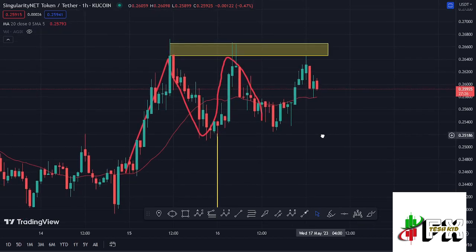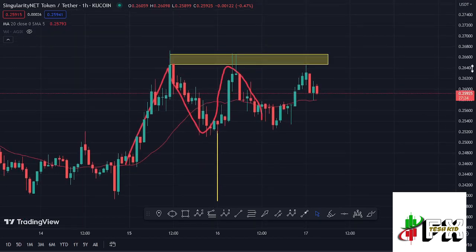And at the time of this recording, AGIX is holding above the 20-day MA here on the 1 hour chart, which is still acting as support for us to continue gearing up.